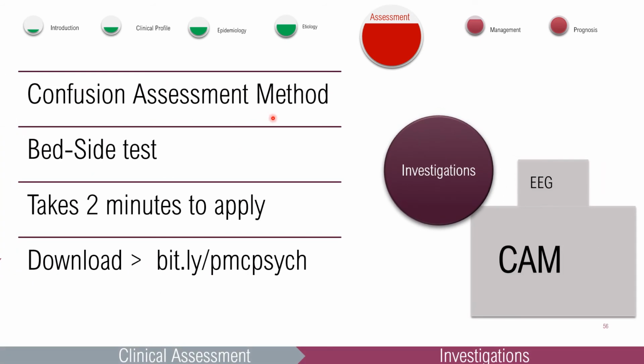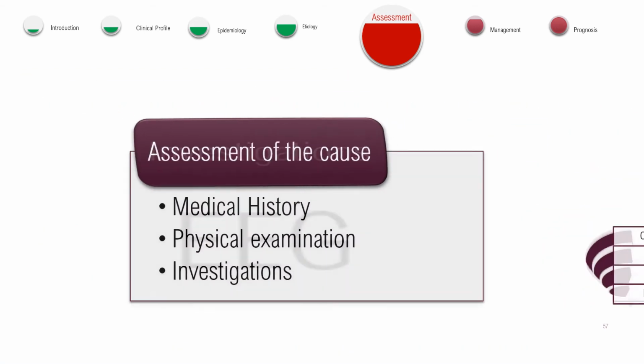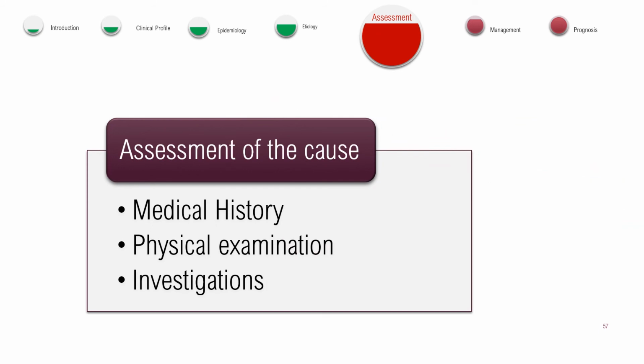The most sensitive and specific test is the confusion assessment method. It is a clinical tool that can be used to evaluate patients on the bedside, and it takes only 2 minutes to apply. It is not much different from the clinical assessment, that's why it is not widely used, but it has standardized the whole process, so it can be very useful for learning. When you practice on it a few times, you can do the same mentally then. If you want, you can download it from that link. This was about the diagnostic assessment of delirium.